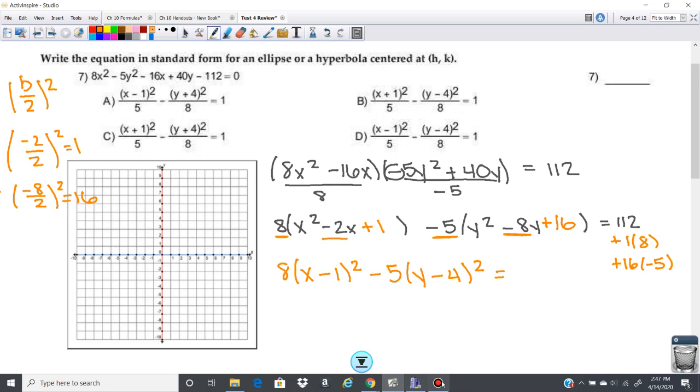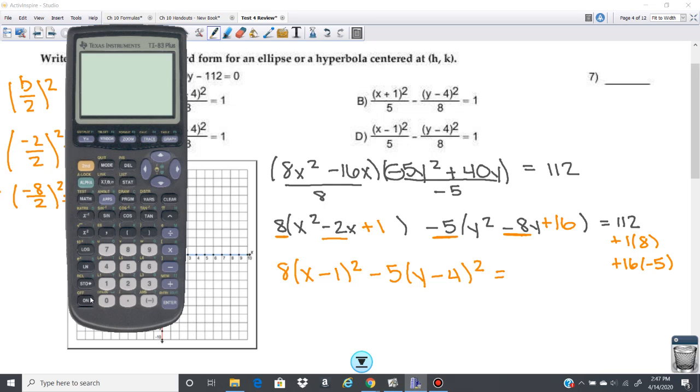So that is going to be 112 plus 8 plus 16 times negative 5. Hold on, 112 plus 8 plus 16 times negative 5. That will make a difference. There you get 40.